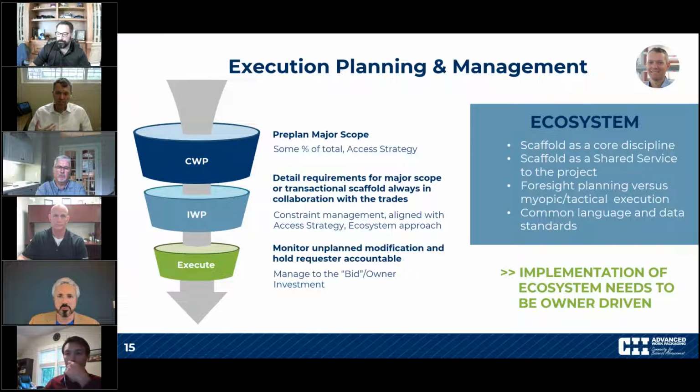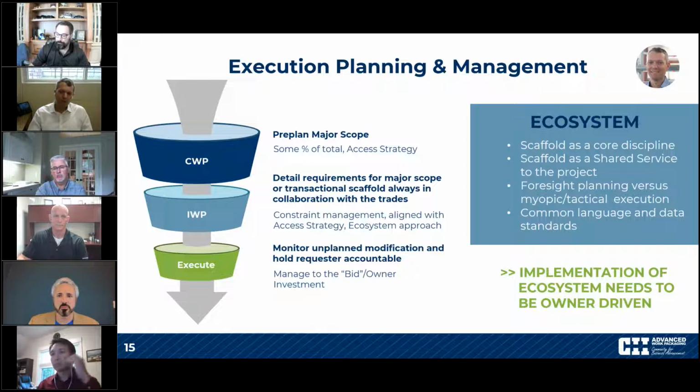So that's why, as Rick and Colin mentioned earlier, it's so important not just to integrate scaffold into the planning side, but also to provide an ecosystem where they can actually collaborate. If you think about it, everybody that needs to work at height needs to have scaffold and access. So that's really a denominator or an integrator among all of them.